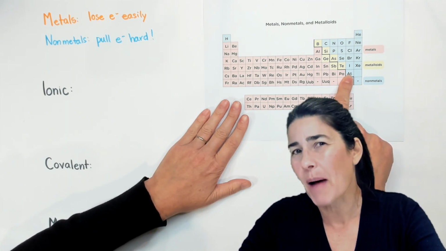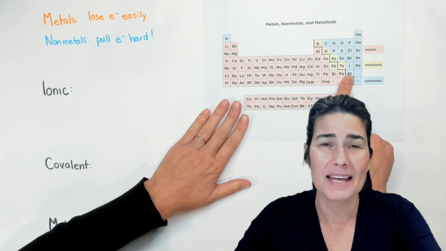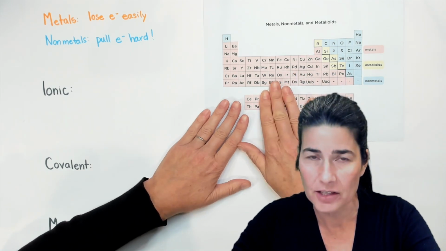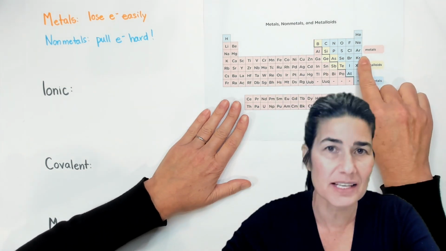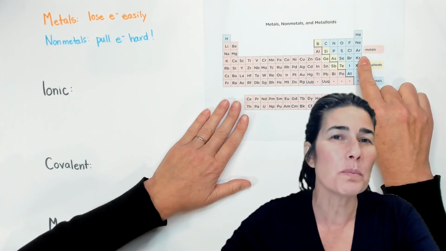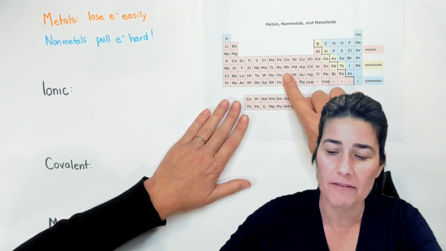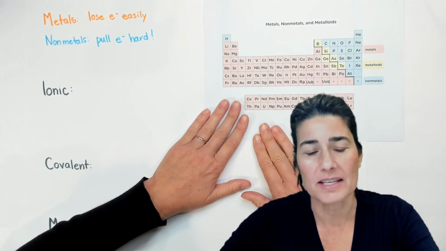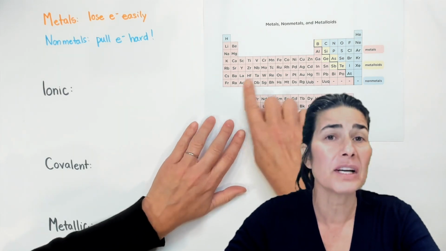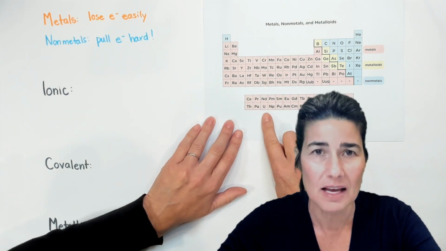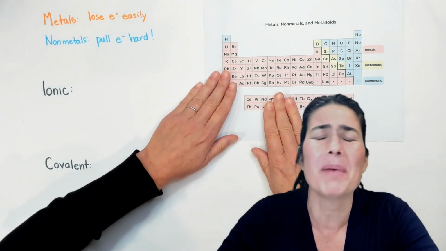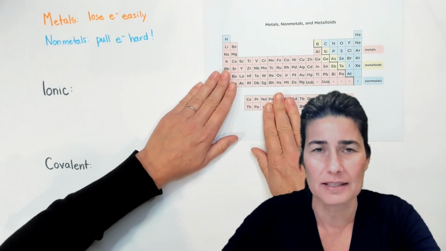So the type of bonding that will take place depends on who you are putting together. Are you putting just metals together? Are you putting together just nonmetals? Or are you putting together a combination of a metal and a nonmetal? So what you need to know about this is that metals have very low electronegativities. They lose their electrons easily. These ones are barely holding on to those electrons.